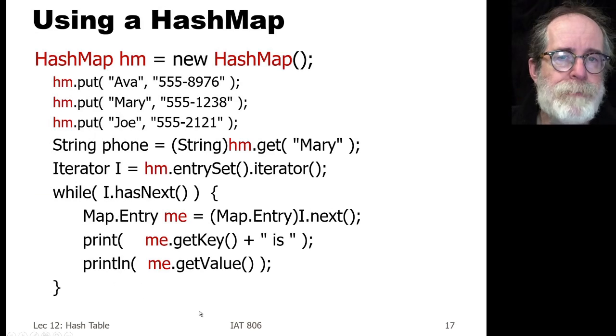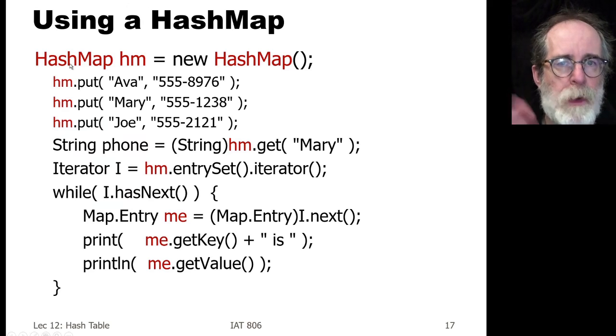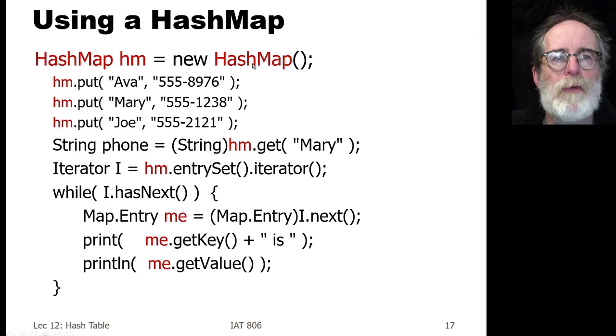hash map. So a little bit more code here. We declare a type HashMap, just like we said ArrayList before. We're going to call it hm, HashMap hm equals new HashMap. Now what we're going to do is add entries to the hash map. So instead of just add with one parameter, we use put. It has the same idea as add, and that says put this thing into the hash map.